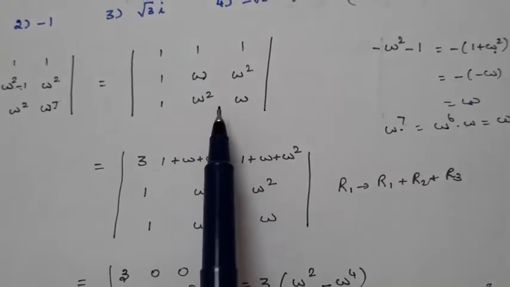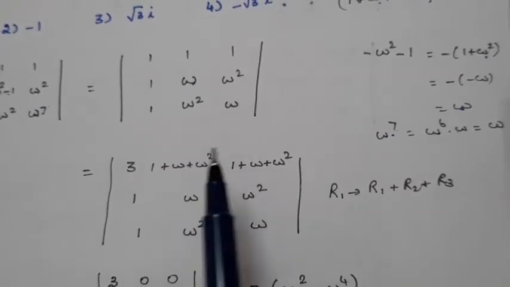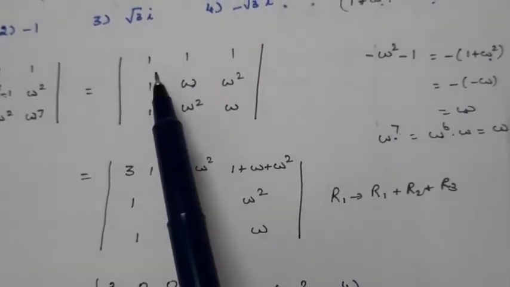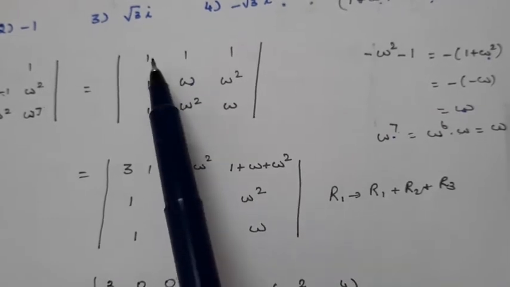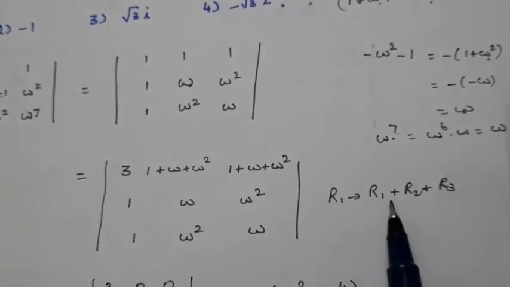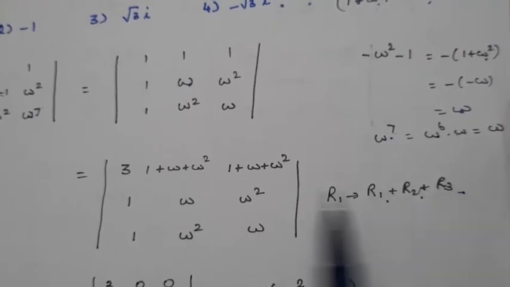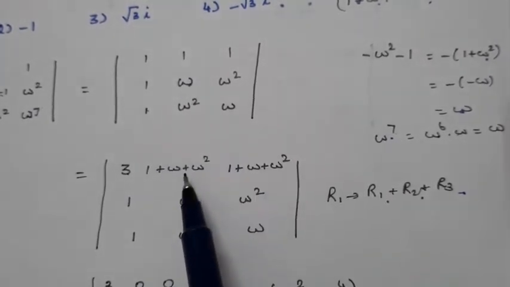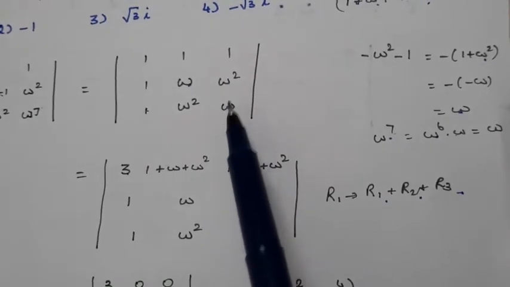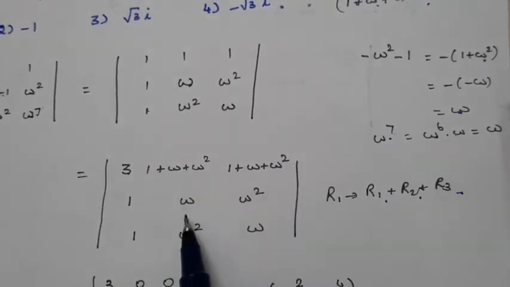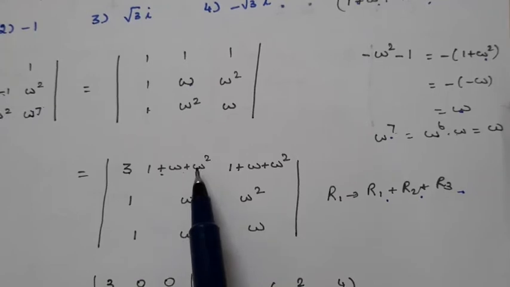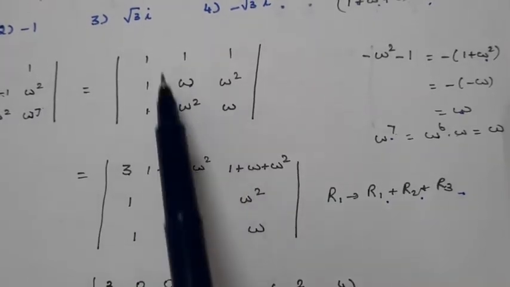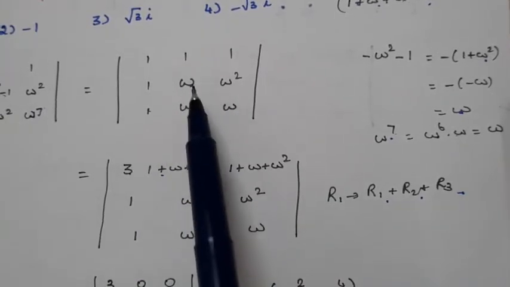So use the properties of determinants. Now let us add the 3 rows and write it as the first row. That is R1 goes to R1 plus R2 plus R3. 1 plus 1 plus 1 is equal to 3, and 1 plus omega plus omega squared, and here also 1 plus omega plus omega squared. Why are we adding? Because 1 plus omega plus omega squared is 0. So we are getting some more zeros so that the evaluation will be easy.